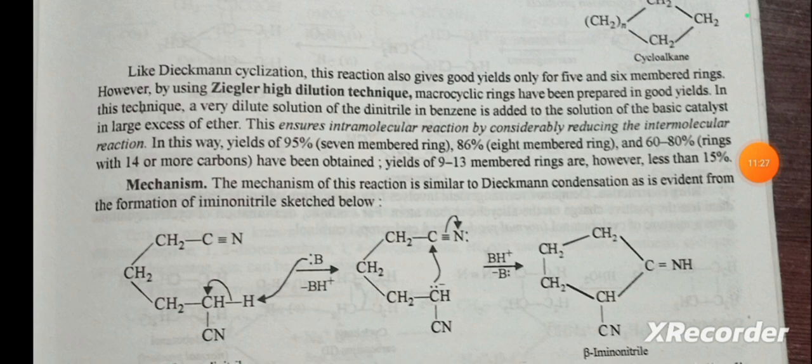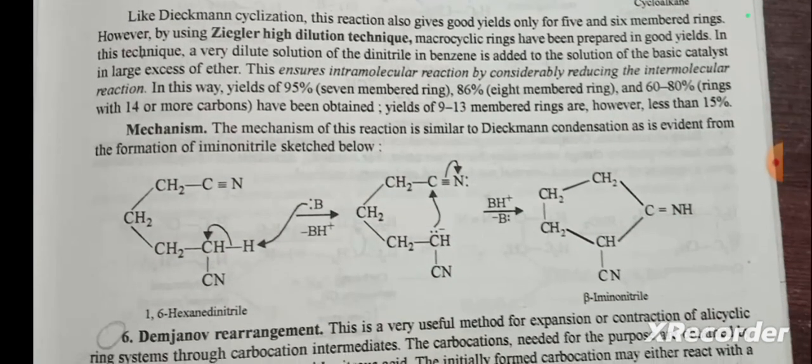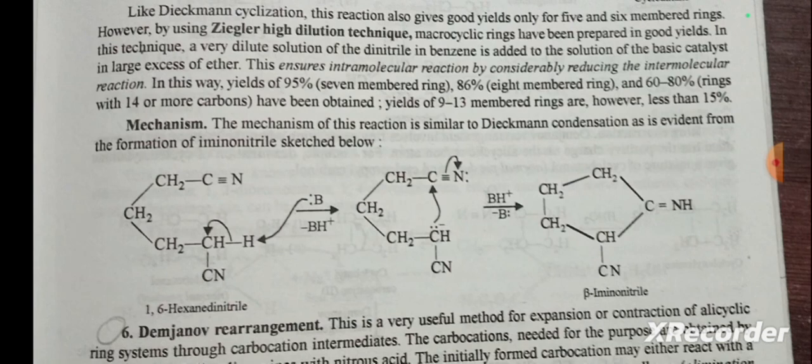solution of the base catalyst in large excess ether. This ensures the intramolecular reaction by considerably reducing the intermolecular reaction. In this way, yields of 95%, 86%, and 68% for rings with 14 or more carbons have been obtained, while 9 to 12 membered rings are, however, less than 15%.